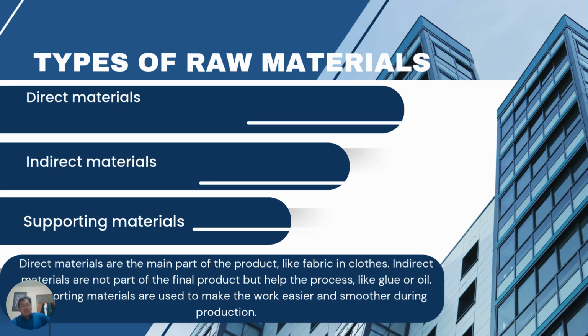Types of raw materials. First, direct material. Second, indirect materials. Third, supporting materials. Direct materials are the main part of the product, like fabric in clothes. Indirect materials are not part of the final products but help the process, like glue or oil. Supporting materials are used to make the work easier and smoother during production.